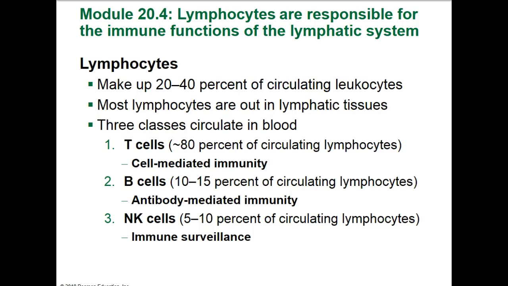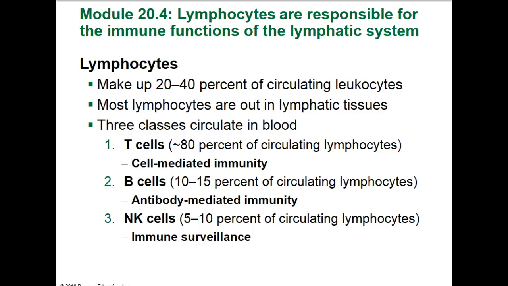Okay, let's talk about some of the specific cells now. The lymphocytes. They make up 20 to 40% of the circulating leukocytes. And again, leukocytes is just another term for white blood cells. Most lymphocytes are out in the lymphatic tissues, and there's 3 classes that circulate. T cells are about 80% of the lymphocytes. These are involved in what we call cell-mediated immunity. The B cells are 10 to 15% of the circulating lymphocytes. They're involved in antibody-mediated immunity. So they're the cells that will be responsible for ultimately producing antibodies.